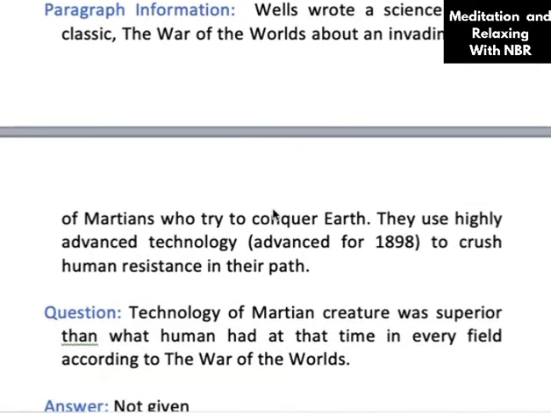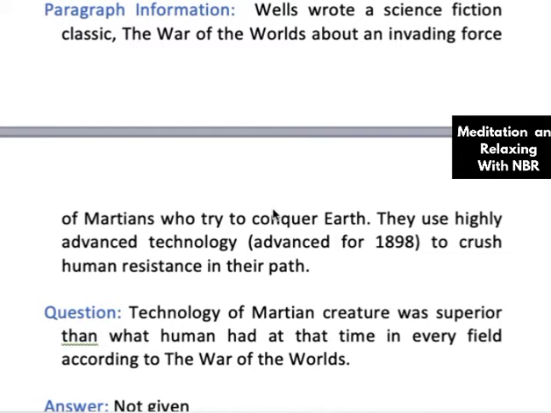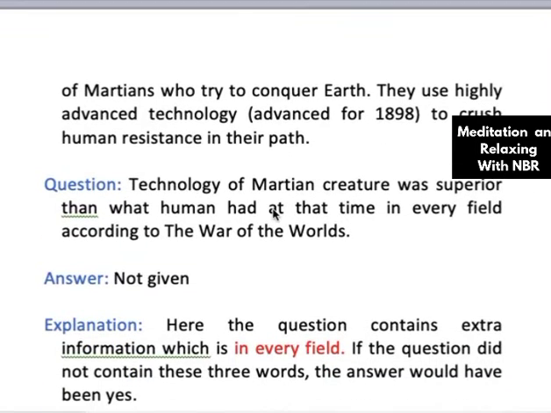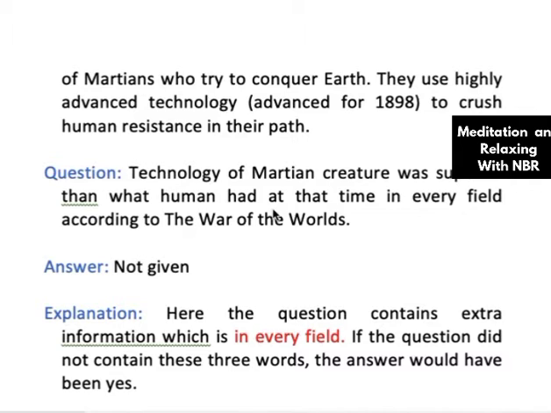Now the question is, technology of Martian creature was superior than what human had at that time in every field according to the War of the Worlds. Answer is not given. Here the question contains extra information which is in every field. If the question did not contain these three words, the answer would have been yes. So, this question says that the technology of Martian creatures was superior than what humans had at that time in every field according to the War of the Worlds.